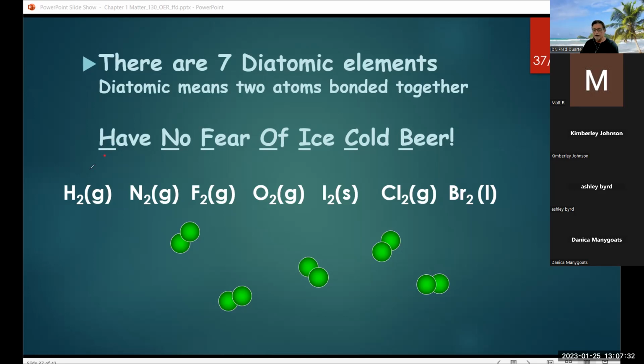So the H of "have" represents hydrogen. The N of "no" represents nitrogen. F in "fear" represents fluorine. O of "oh" represents oxygen. I of "ice" is iodine. C is chlorine and not carbon. A lot of people think carbon, but carbon's not a gas. And then B of beer or beverage is bromine.